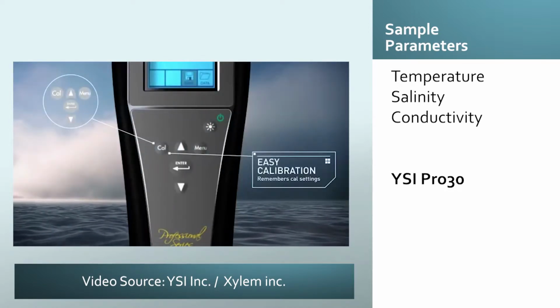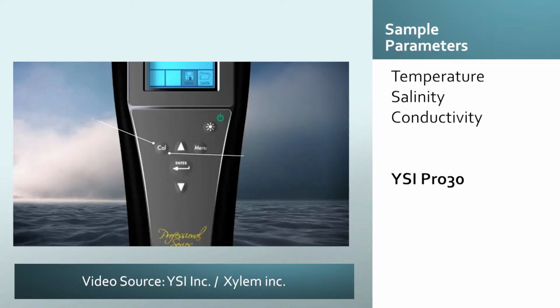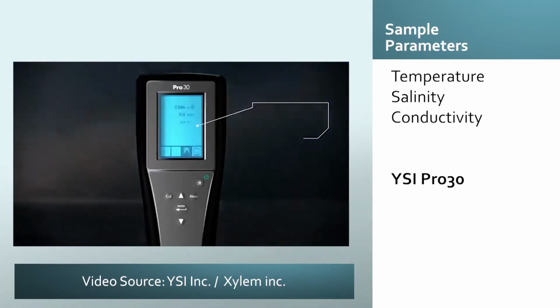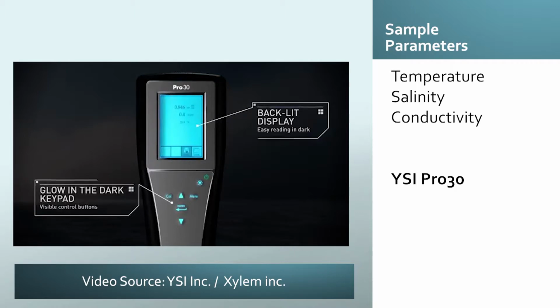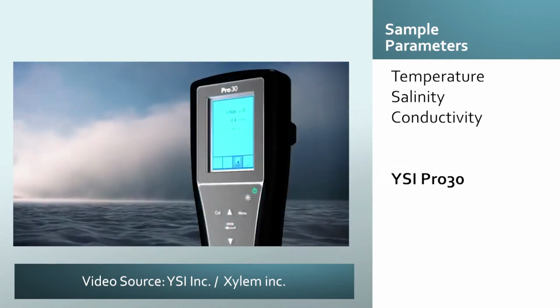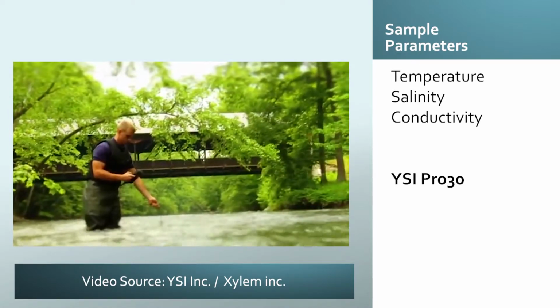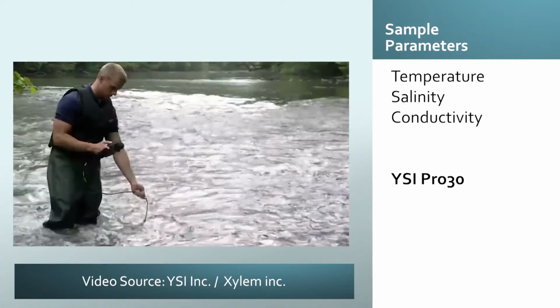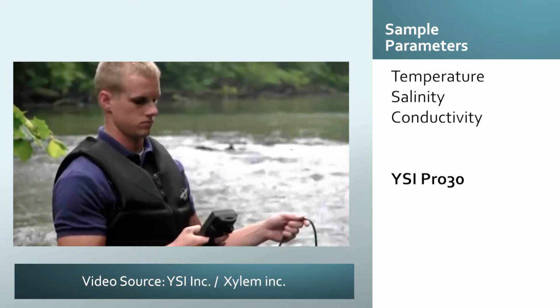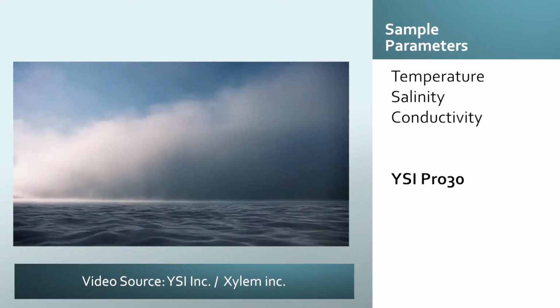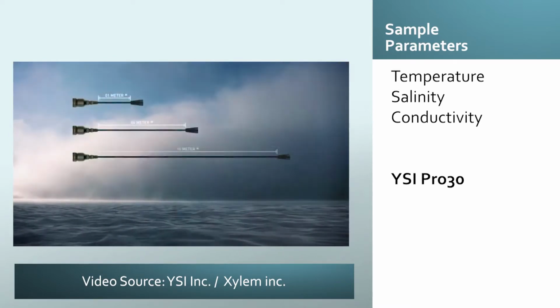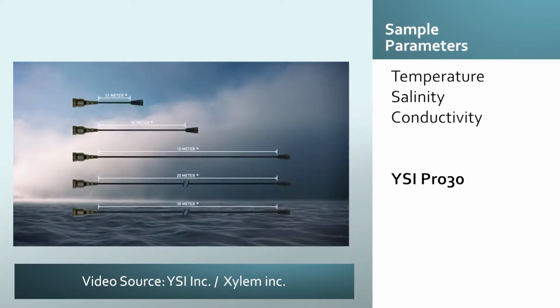function that remembers your previous cal settings and walks you through them when it's time to calibrate, an easy-to-read graphic, backlit display, and glow-in-the-dark keypad. 50 data set storage. User-replaceable cables. Our super-stable conductivity cell built into the cable design allows for the most rugged field conditions. Standard cables are available in 1, 4, 10, 20, or 30 meters.